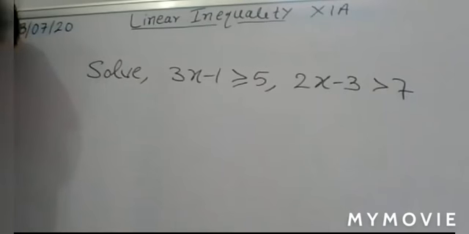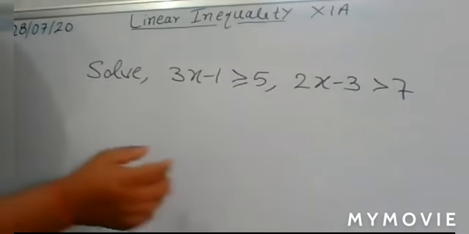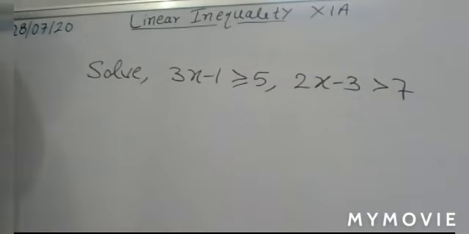In such a case, if you have two linear inequalities, individually you find the values of x which satisfy the given inequality, and then you have to take the common values of x. That is your solution.